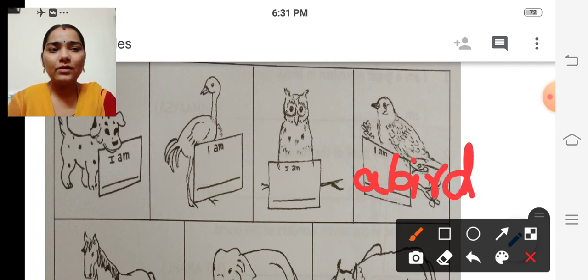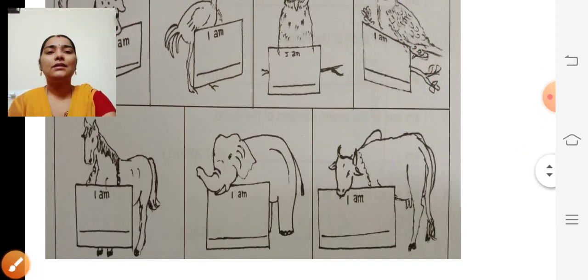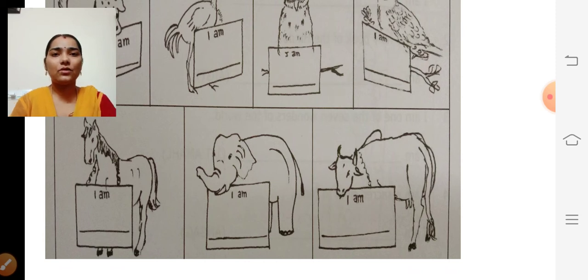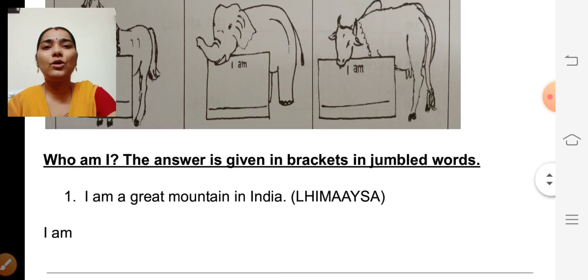Okay. So like that, you are going to finish the next 3 animals. Which article should come? You should understand, and then write the articles before the word, before its name. Okay, children. Yes. Let's move on to the next one.